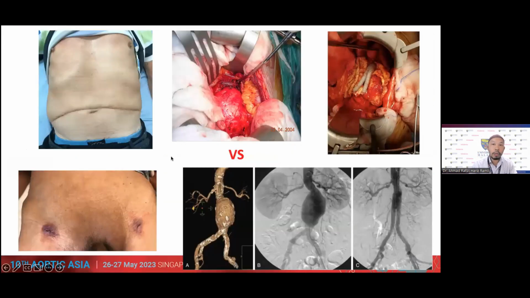Okay, so how about open repair versus EVAR? At the top here, you see the open repair elective scar. You see how we repair it with a bifurcated graft there. So you've got a long scar. For a young patient, it's quite tolerated, provided you have good ICU care as well. But if you see, this is EVAR. At the bottom here, you get these two small little scars. So that's the difference. Okay, I think most of my patients actually want EVAR.